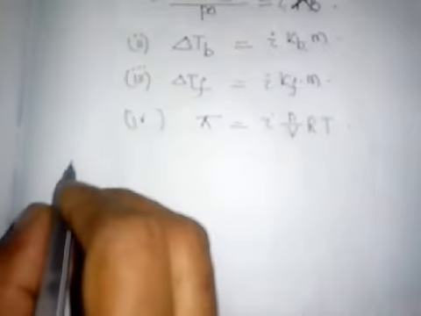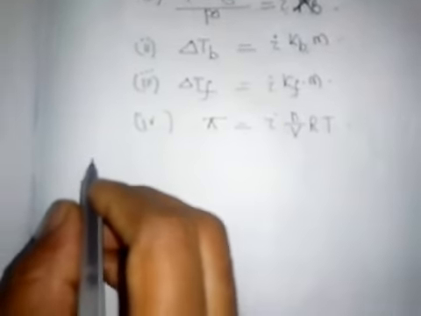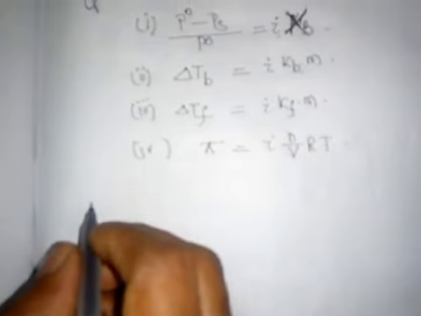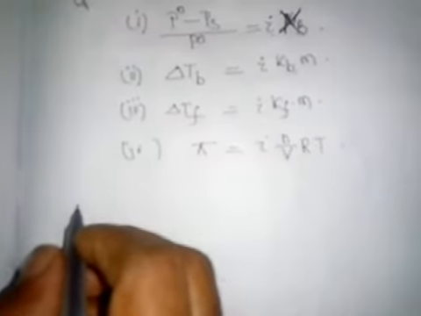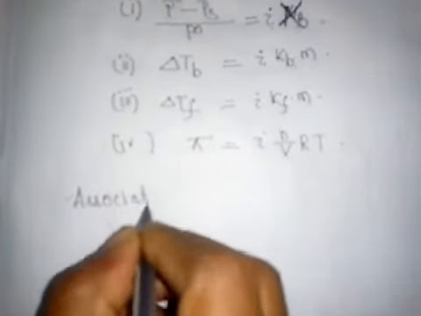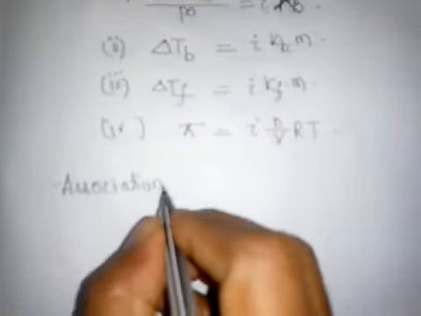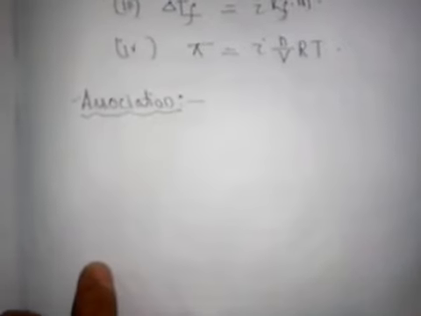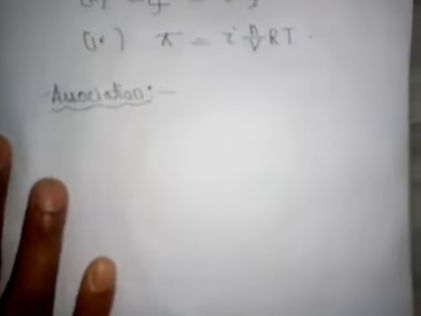Now, we'll calculate the degree of association as well as the degree of dissociation. Association, as I told, takes place for acetic acid, benzoic acid, etc. in benzene.